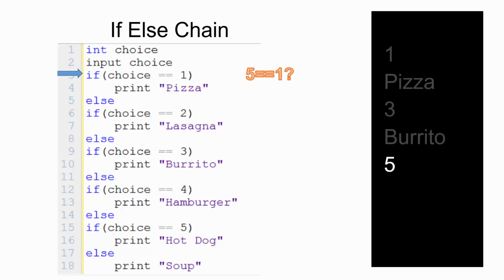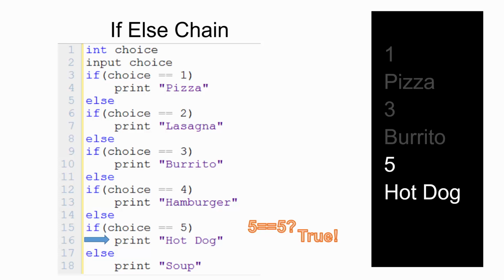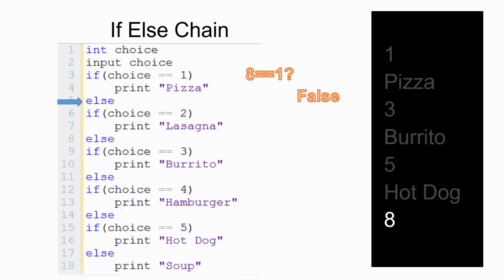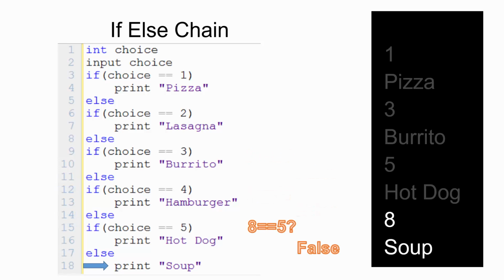When 5 is input, the first 4 if statements are all false, with a true result finally happening on the 5th one, outputting hot dog. Any choice other than 1 through 5 will make it all the way to the final else, since none of the if statements are true, resulting in soup as the menu choice.